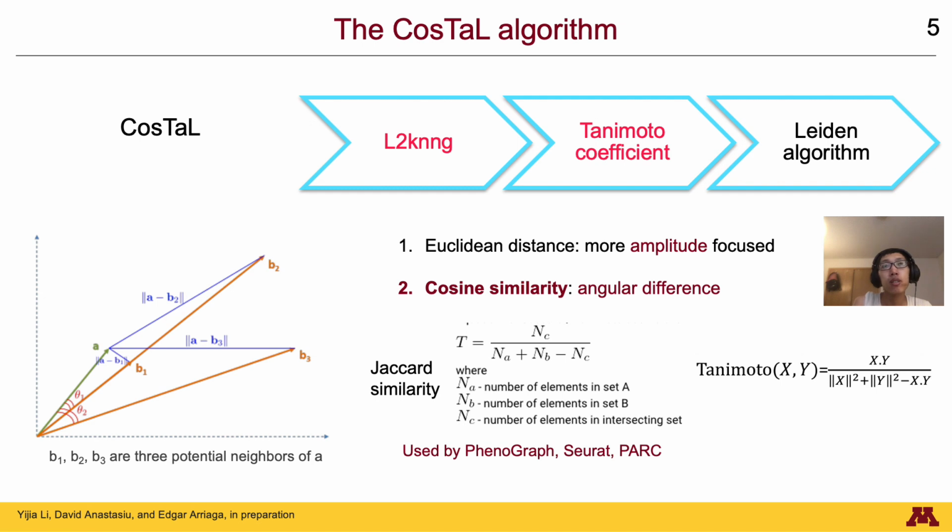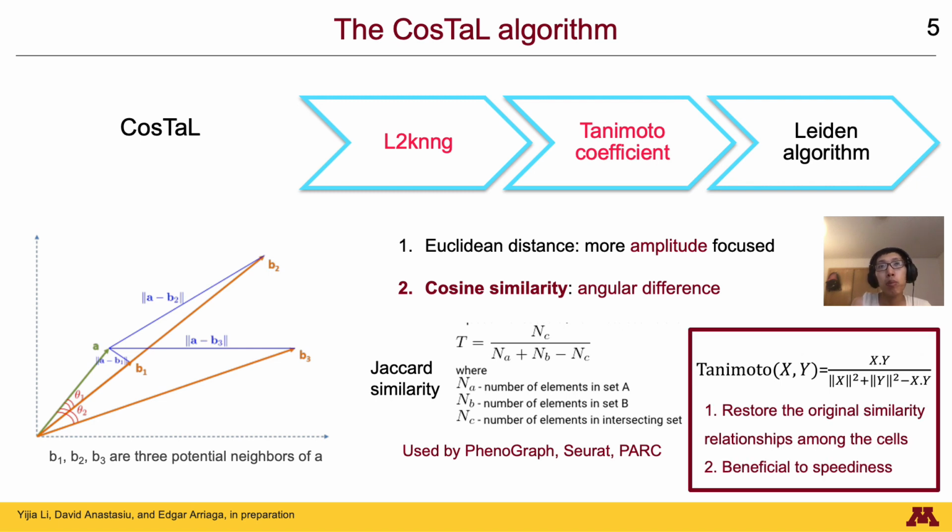In comparison, the other methods, including PhenoGraph, Scanpy, and PRC, use the Jaccard similarities to prune the graph. Basically, these are two different strategies: the Tanimoto coefficient is trying to restore more of the original similarities, while the Jaccard similarity is finding the similarities by its neighbor information. Other than these fundamental differences, we find that using the Tanimoto coefficient really benefits the computing speed.